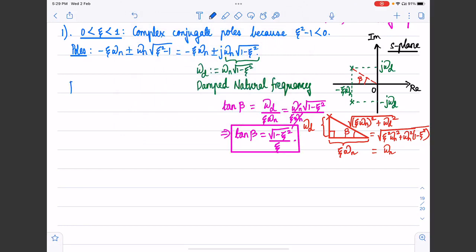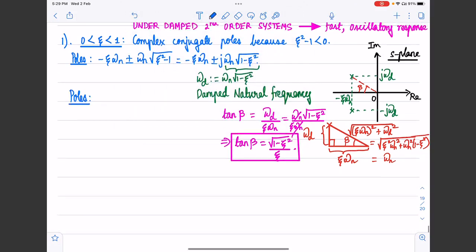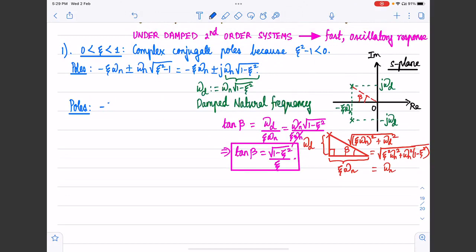Once again, to recap, the poles of this so-called underdamped second order system will be at minus zeta omega n plus or minus j omega d. So we are going to have complex conjugates. There are two poles, and these are complex conjugates of one another.